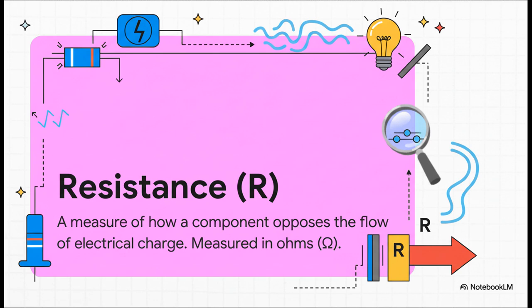This is a definition you've just got to remember. Think of it like electrical friction. It's the opposition that every single component puts up against that current. So the higher the resistance, the tougher it is for that charge to get through.